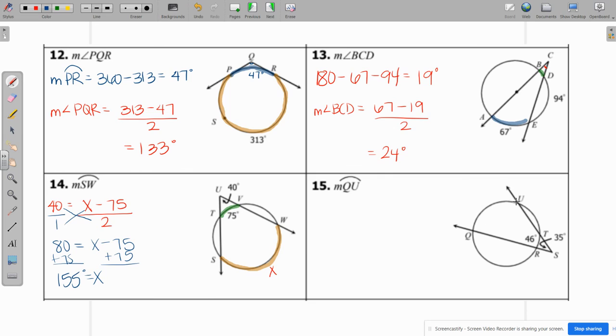The measure of arc QU is what we're looking for in number 15. So this arc measure here. We are given that your angle is 35 degrees. We also have that this arc here is 46 degrees.